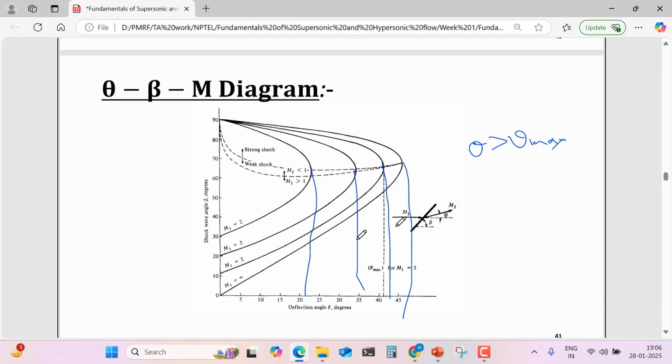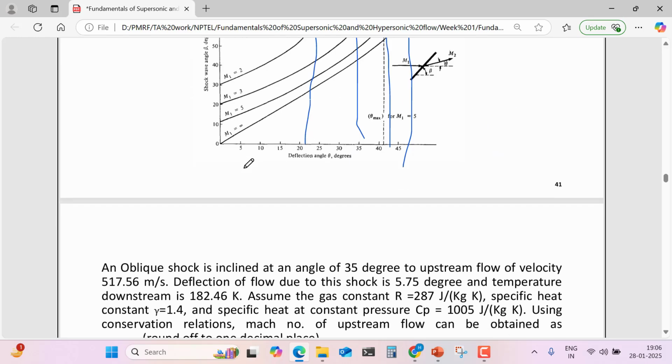For one theta and M, we can get two solutions. One is for the weak shock and one is the strong shock. Generally we will get only the weak shock. The strong shock we get only in some particular cases. So the more prominent one is the weak shock solution.